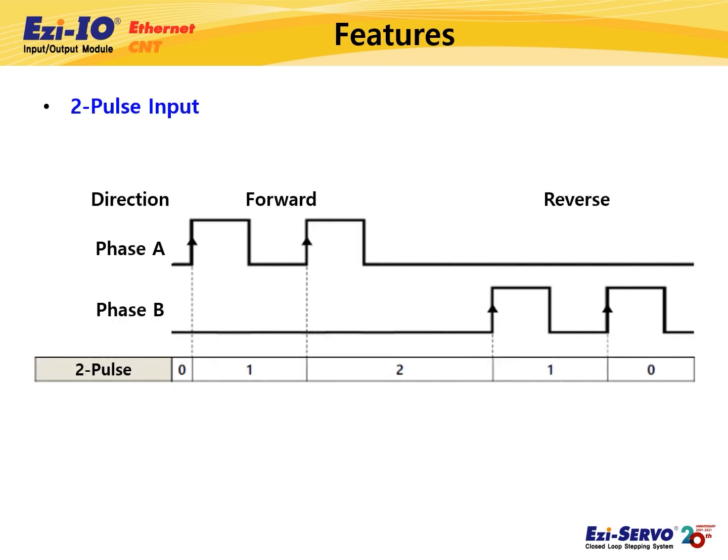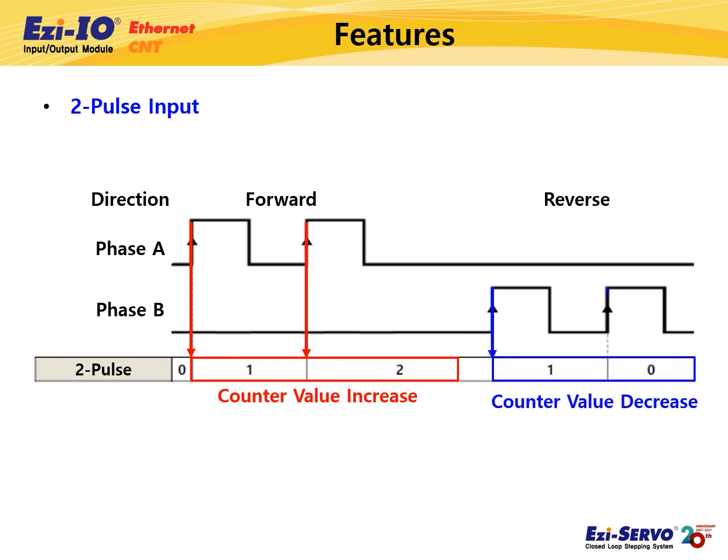The last pulse input method is two pulse input. In case of two pulse input, the counter value at the rising edge of the A phase signal increases, and the counter value at the rising edge of the B phase signal decreases. The user can select the pulse input method among the three methods.